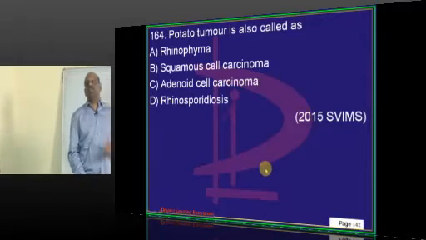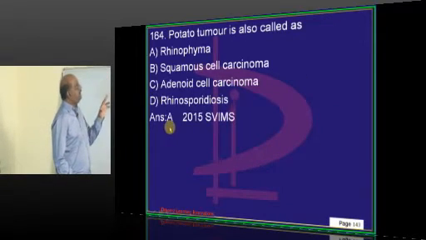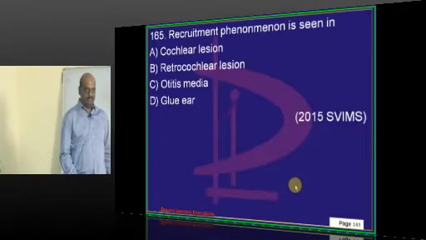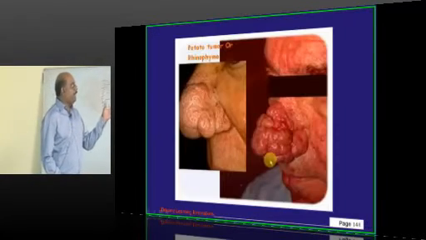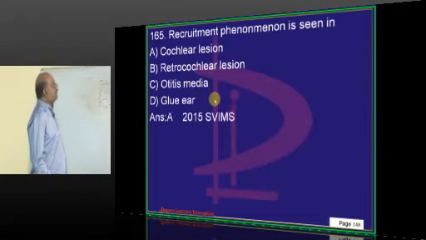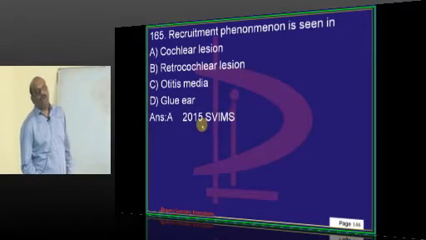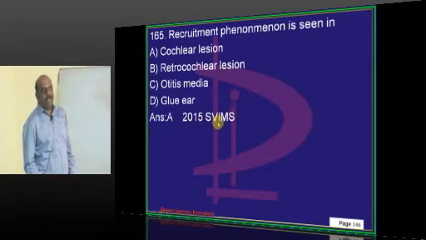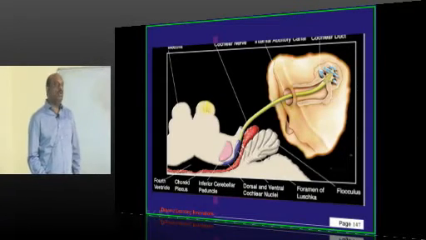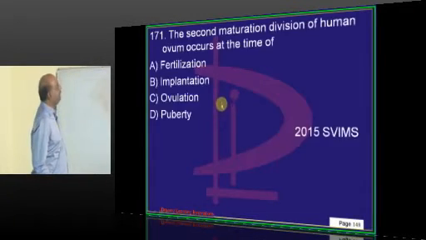What is meant by potato tumor? Potato tumor is the other name which is being given for the rhinophyma. Whom do you get this? Acne rosacea. Recruitment phenomena, cochlear versus retrocochlear type of deafness. What are all the differences? एक list table रहता है डिंगरा में, तो वो तो आप बराबर पढ़ना ही पड़ेगा.